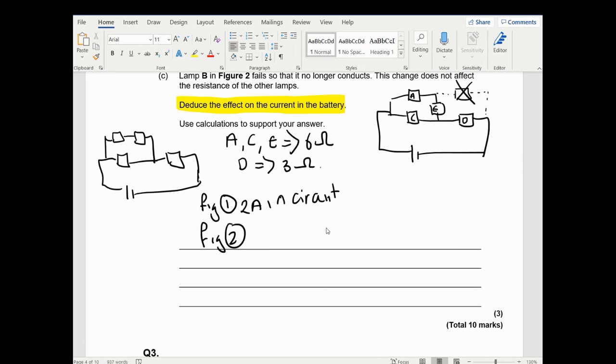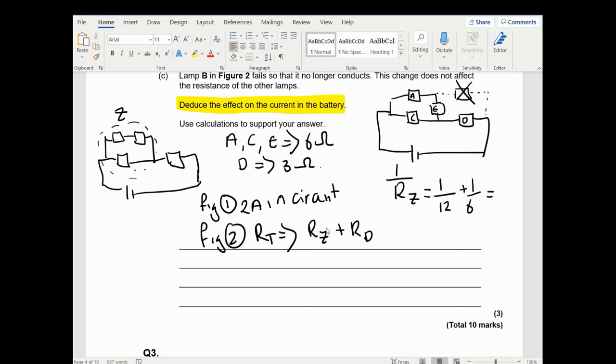So I'm going to work out the total resistance. Okay, and first of all, we're going to work out this section here. Okay, and we're going to call this section Z. So it's going to be the resistance in section Z plus the resistance at D. So 1 over the resistance of Z is going to be 1 over 12 plus 1 over 6. So 1 over 12 plus 1 over 6 is 1 over 4. Okay, so the resistance of Z is going to be 4 ohms.